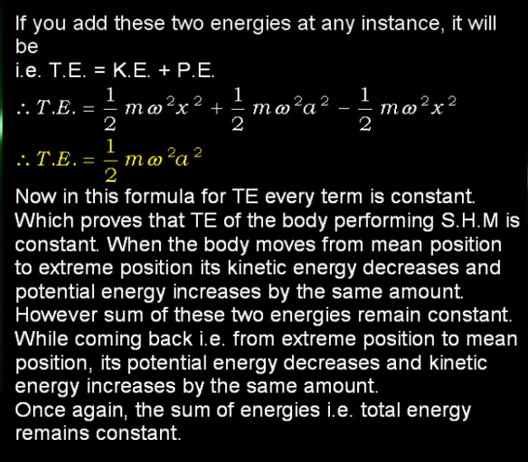SHM is constant. When the body moves from mean position to extreme position, its kinetic energy decreases and potential energy increases by the same amount. However, the sum of these two energies remains constant. While coming back, that is from extreme position to mean position, its potential energy decreases and kinetic energy increases by the same amount. Once again, the sum of the energies, that is total energy, remains constant.